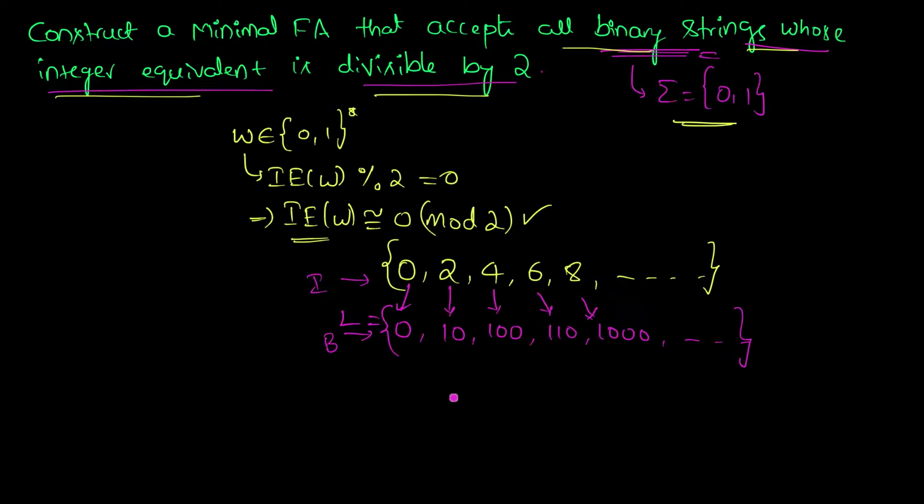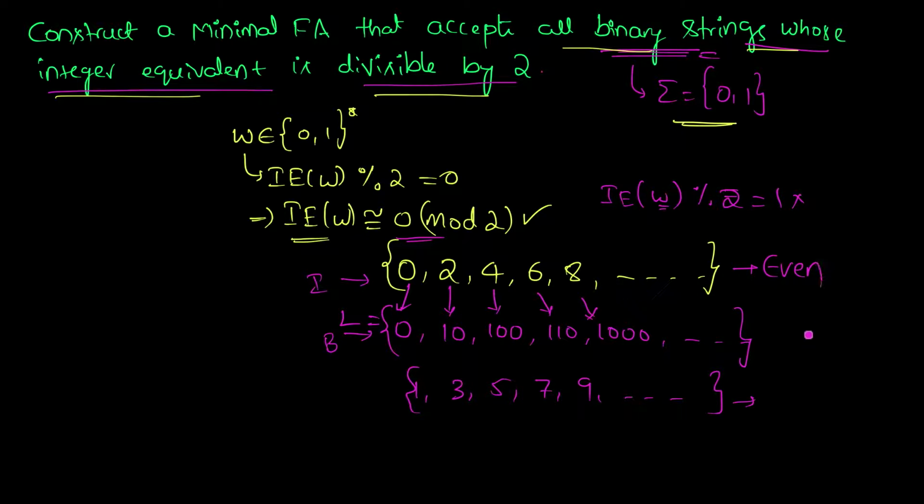Now let's look at the strings which are not in this language. What are all the strings which are not in this language? The binary strings whose integer equivalent is not congruent to 0 mod 2, right? It means when we divide integer equivalent of the string by 2, if it gives a remainder 1, then this is not in the language, right? That string will not be in our language. So what are all the strings which are non-divisible by 2? Those are 1, 3, 5, 7, 9 and so on, right? All these are odd numbers, right? If you see, these are all the even numbers and these are all odd numbers. So the binary strings corresponding to these integers are 1, this is 11, this is 101, this is 111, this is 1001 and so on, right?